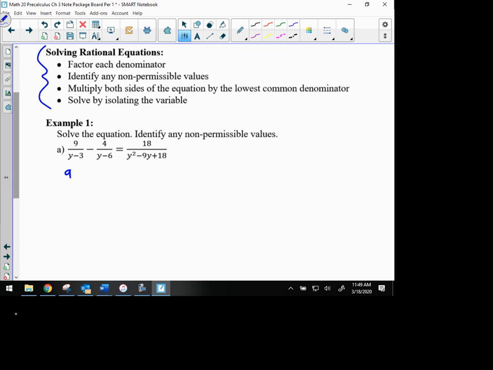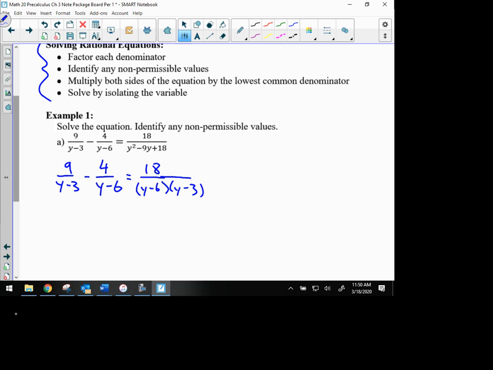So in the left side of the equation, everything is factored already. So we don't have any factoring to do there, but we do have factoring to do on the right side. So this y squared minus 9y plus 18, that would be factored out to be y minus 6 and y minus 3. So we can see that our lowest common denominator is y minus 6 and y minus 3. That's the lowest common denominator. And so what we need to do is multiply every term by that lowest common denominator.